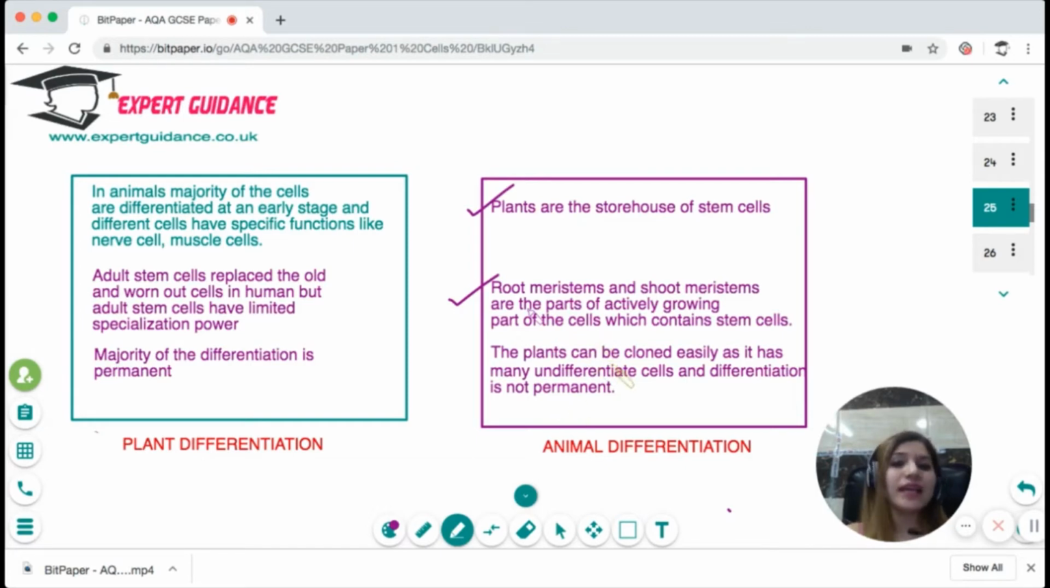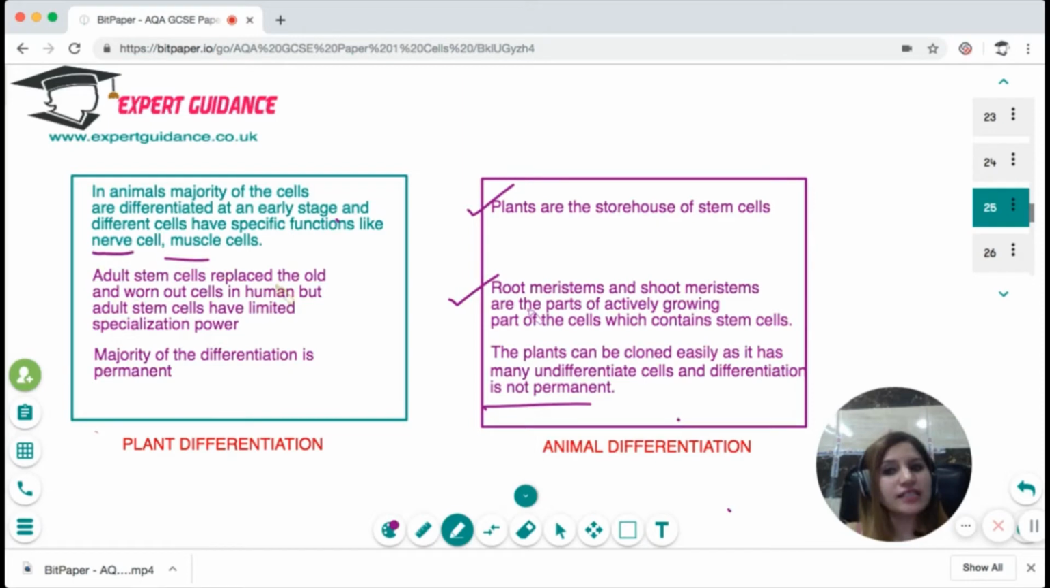The plant can be grown easily because the majority of the parts are not differentiated, and the ones which are differentiated, their differentiation is not permanent. So it can be reversed. Now in animals, the majority of cells are differentiated at a very early stage, whereas in a plant they get differentiated at a very late stage. In animals, they are already specialized to form a nerve cell or a muscle cell.